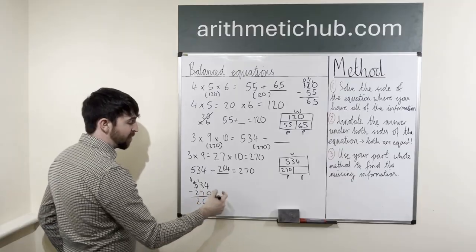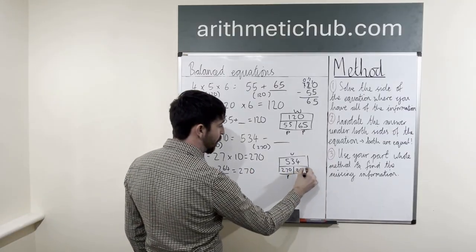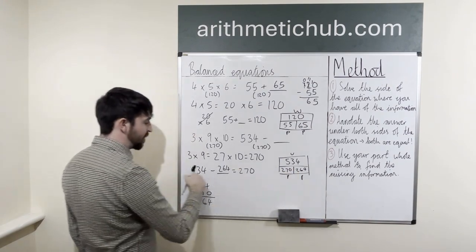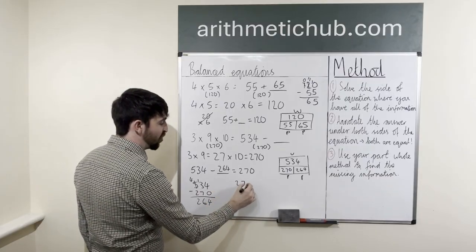Let's do the inverse to be able to check that, okay? So let's see if we add our two parts together, if we get our whole. So we're going to do 270 add 264 to hopefully give us an answer of 534, just to check that we were correct.